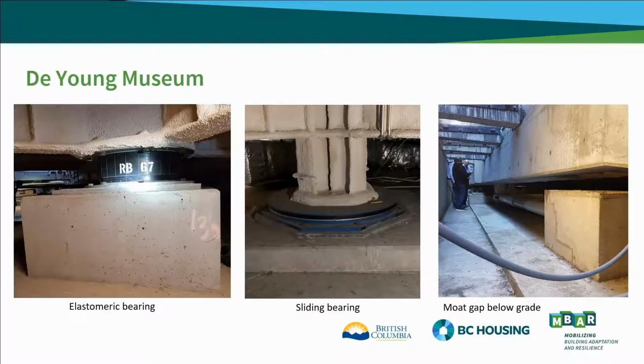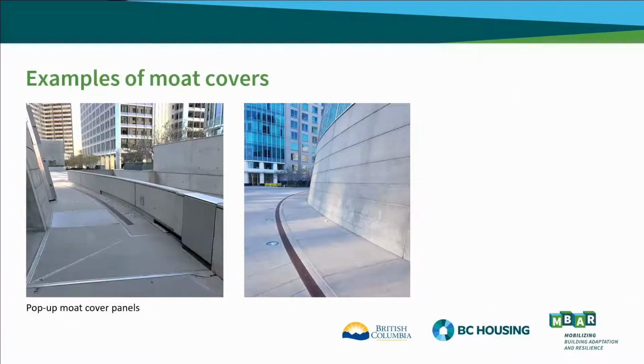The figure on the left shows that elastomeric bearing in the basement. In the middle, a sliding bearing. These are commonly used in combination. Again, in the basement, this is the moat, the gap between the building on the right and the earth on the left, and the moat cover up above. And this allows movement with the building not getting into contact with the ground.